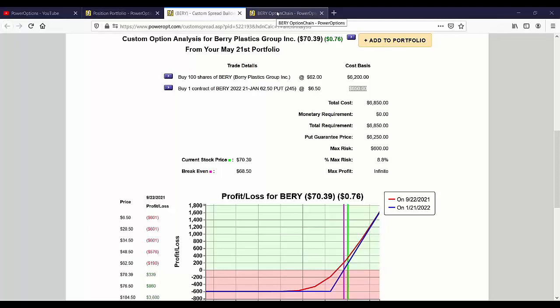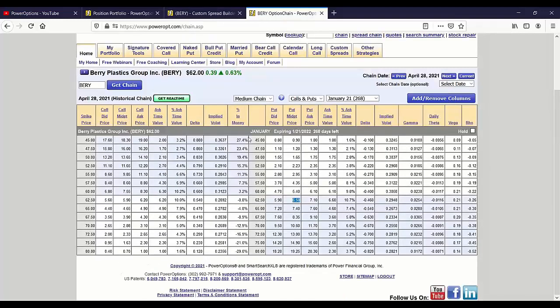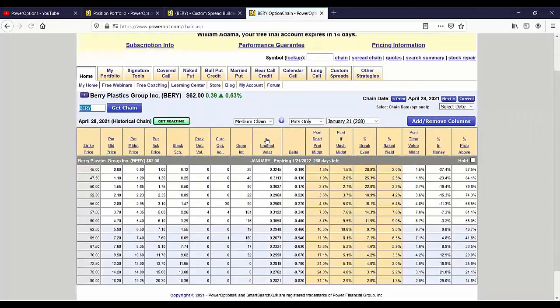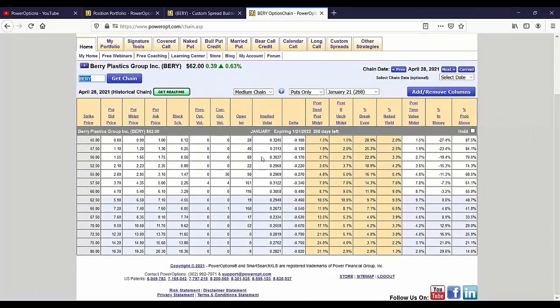Now that we've seen the 2 comparisons, a 6.6% risk versus 8.8%, this is 50 cents of intrinsic value to the 62.5 strike. The remaining $6, of course, is the time value, the true risk on the position. Now, I want to illustrate my point. Let's go to the puts only chain for January. Yes, and there I have it.